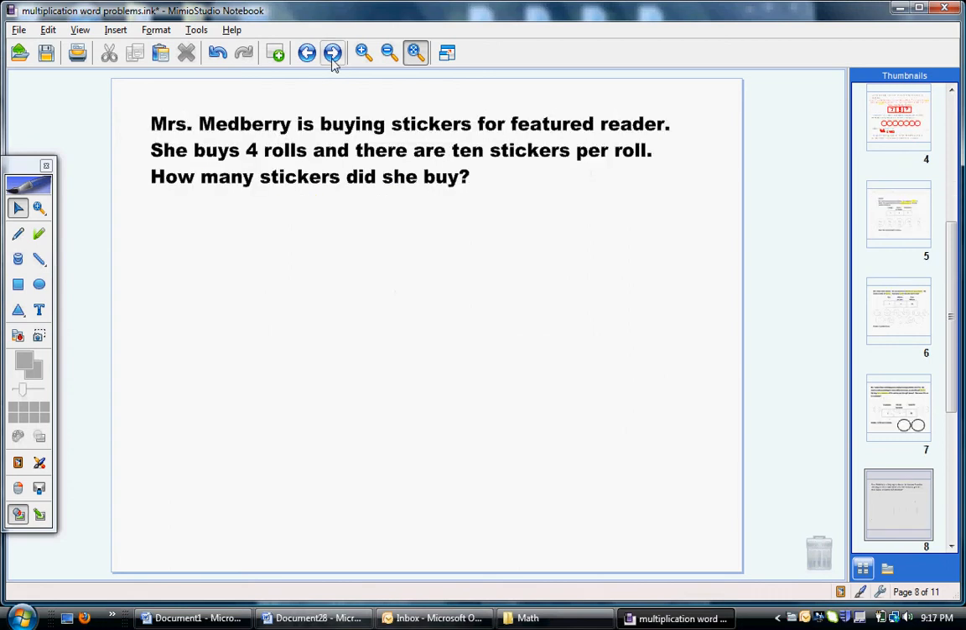And now it's time for you to try one on your own. The question says Mrs. Medberry is buying stickers for featured reader. She buys 4 rolls, and there are 10 stickers per roll. How many stickers does she buy? The first thing you need to do is draw the diagram. Think about what are the labels on top and look back at the question for keywords.